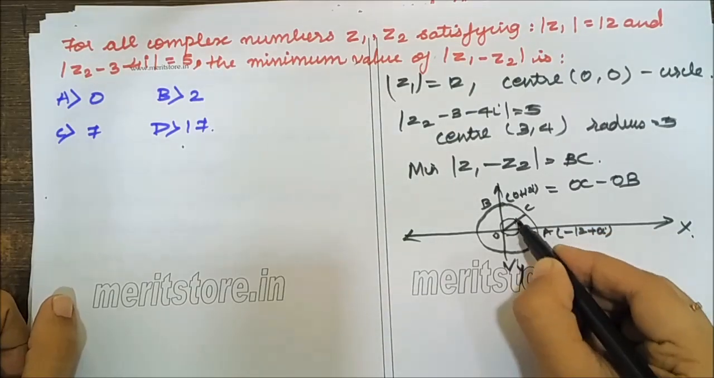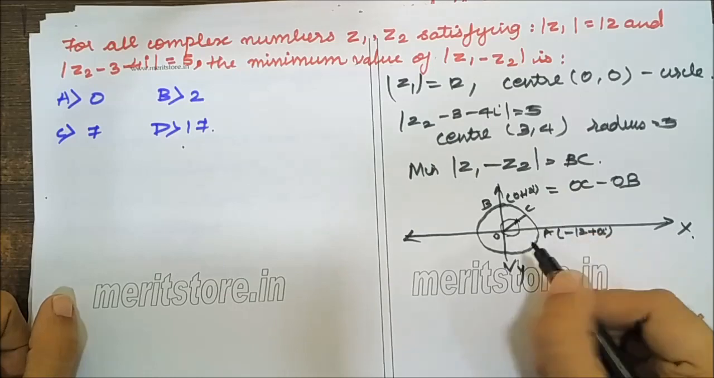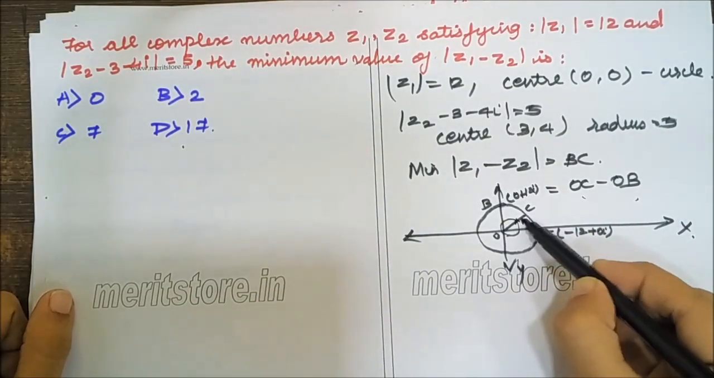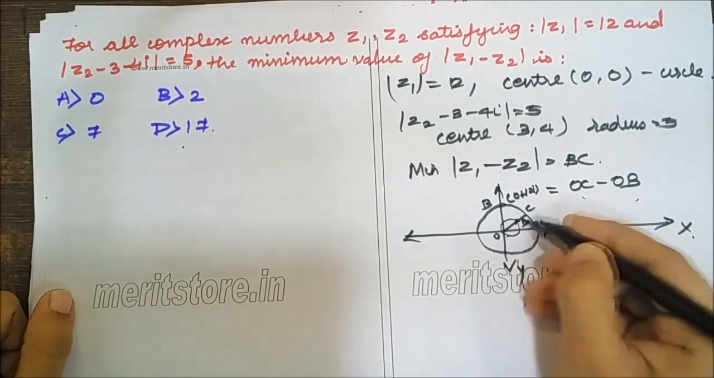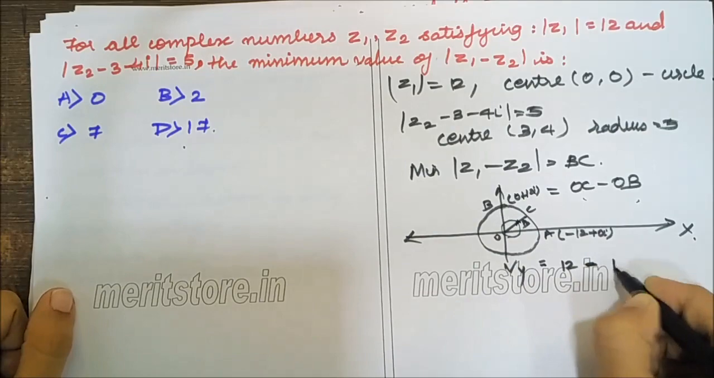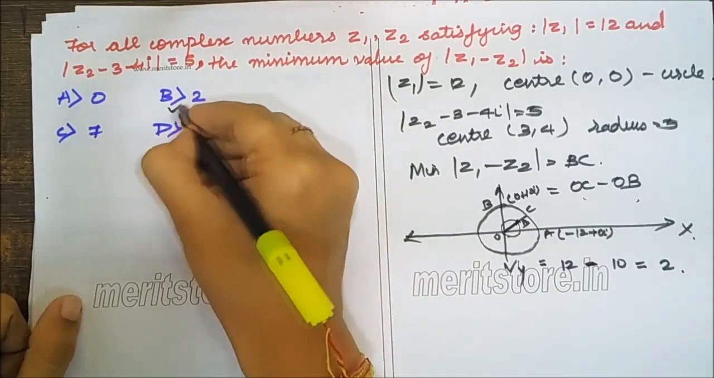You get one point here. So OC minus this OB. Now this whole was 12, your OB, this is 10. So your answer is 2.